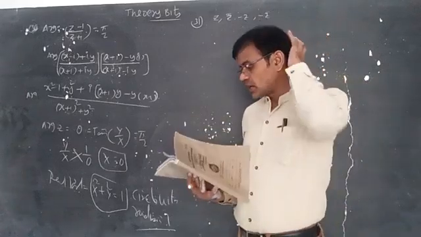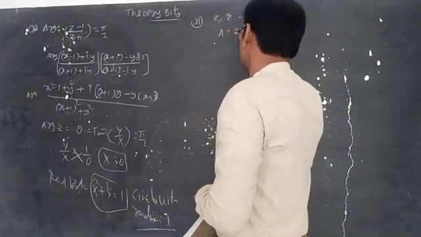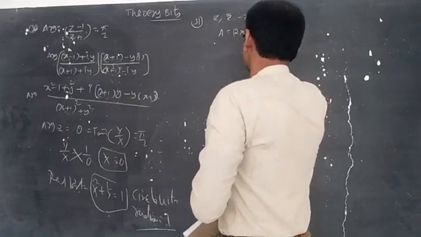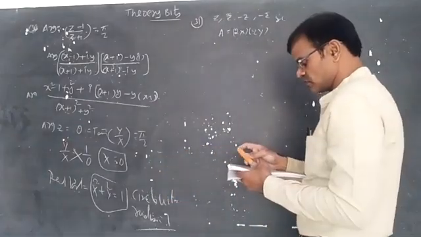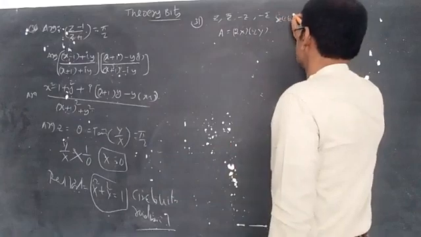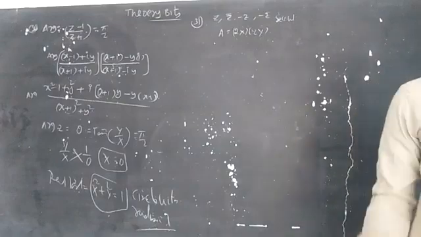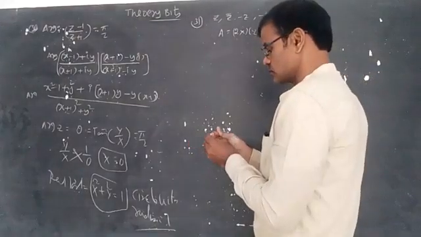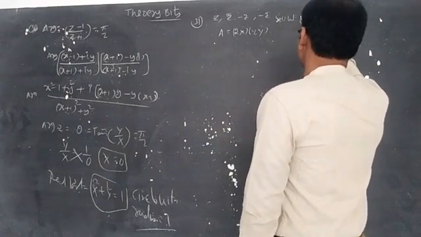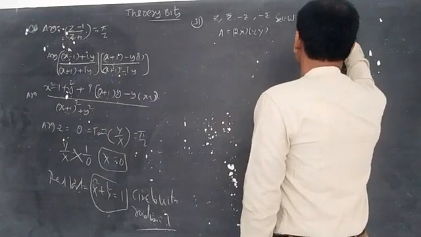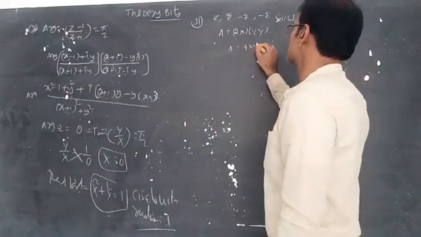So what is the area of a rectangle? Length into breadth. There we got the length as 2x and the breadth as 2y. See worked example 13, page number 8. So 2x into 2y, so the area is equal to 4xy.